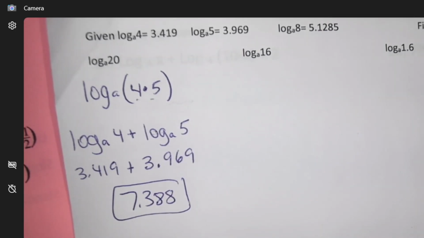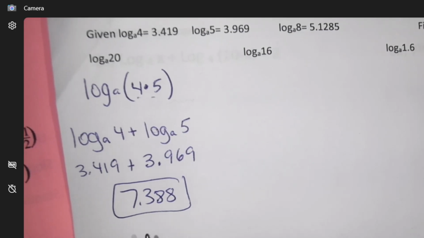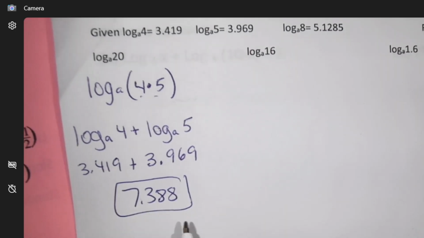Okay, if you want to just leave your calculator alone, I can try to do this faster, just the number at the end. So I just added those numbers.